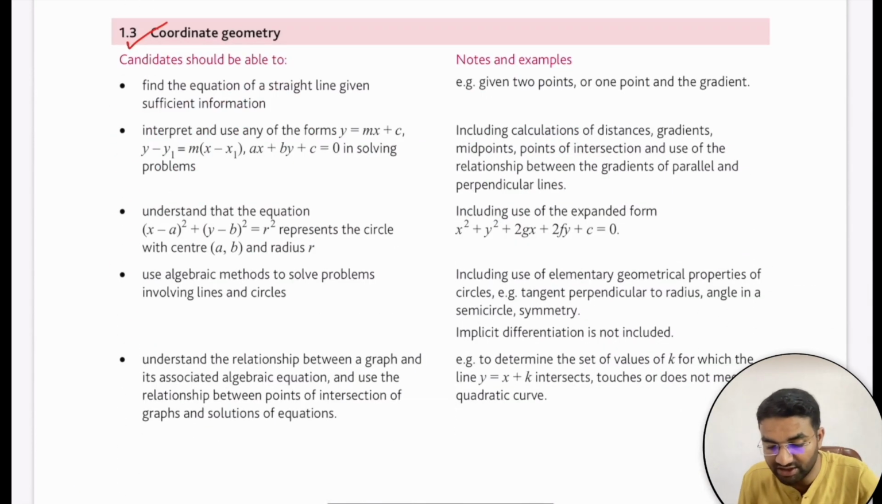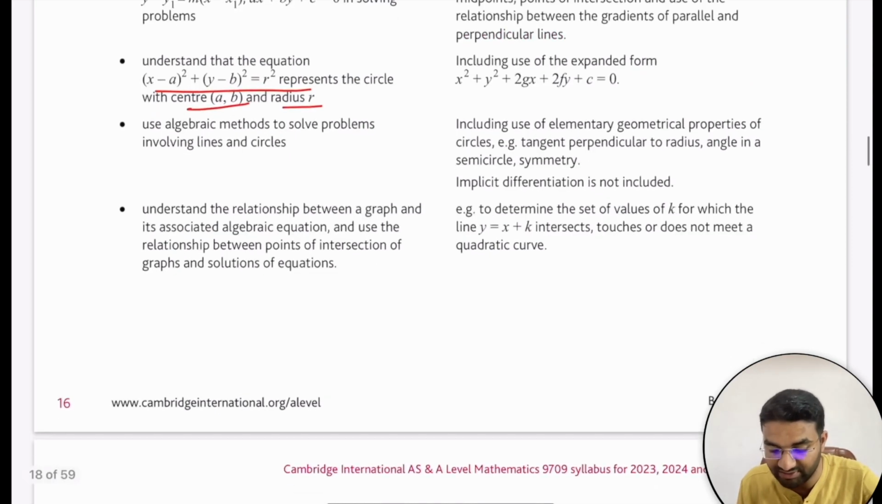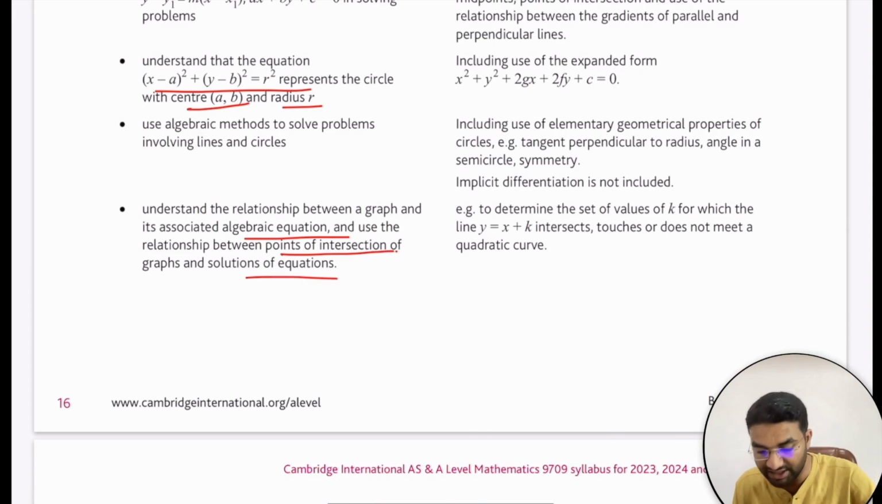In the coordinate geometry part, you have to understand how to draw the graph for y = mx + c. Then gradient. Okay, so then next you have the circle equation: (x - a)² + (y - b)² = r², with center (a, b) and radius r. Algebraic method. Then associated equations are there. Use of the relationship between the point of intersection of a graph and solutions of the equation.